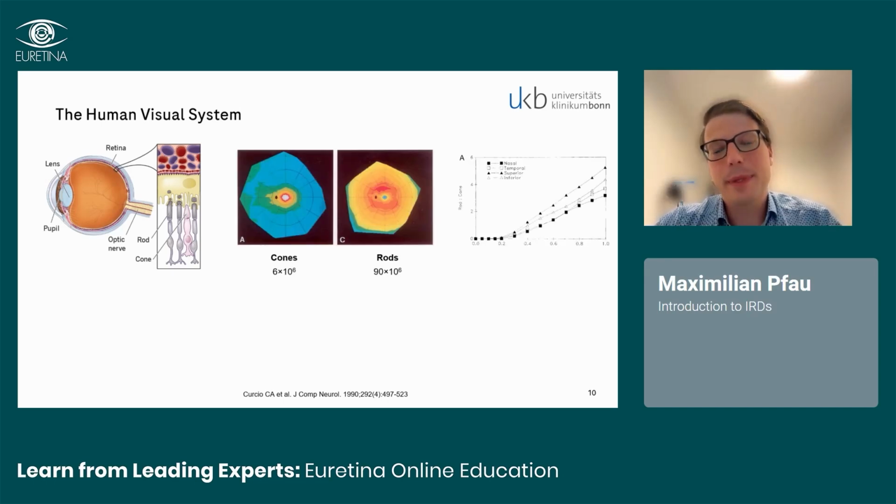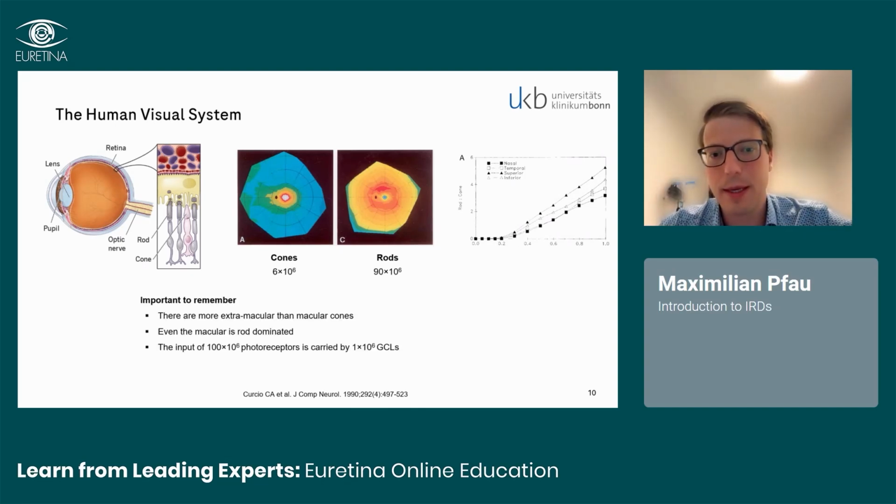Then there are some more or less fun facts, but they are important to know clinically. If you look at the cone topography, you see that the cone density in the center of the macula and the fovea is extremely high. However, if you compute the whole area or the whole volume under this cone density and compare it to all the cone density outside the macula, the absolute number of cones outside the macula is larger than the number of cones inside the macula.